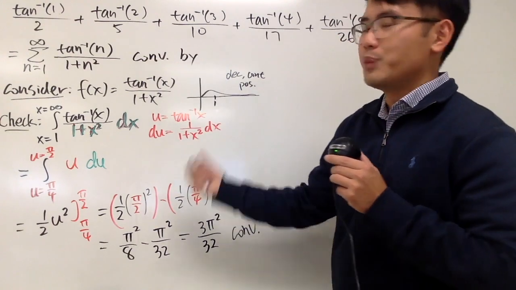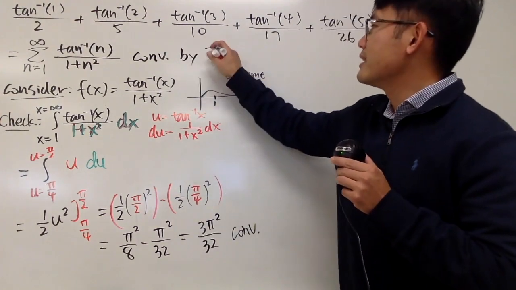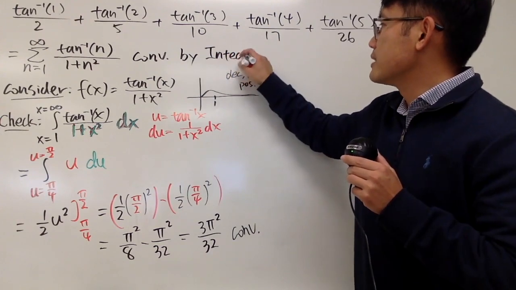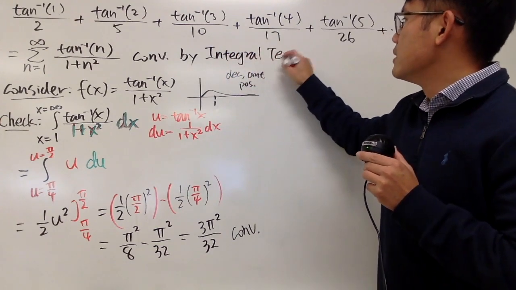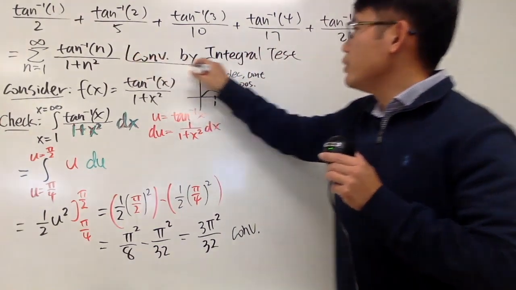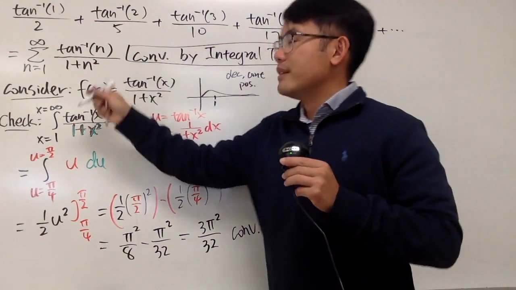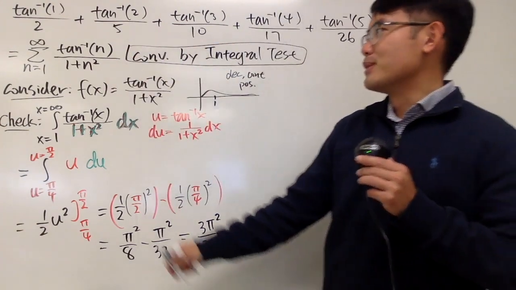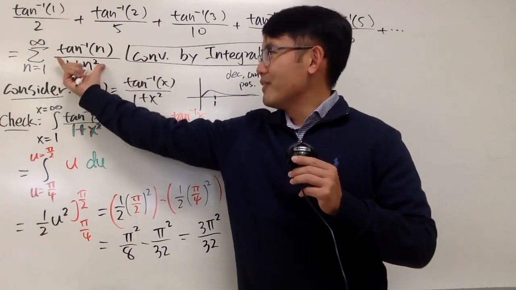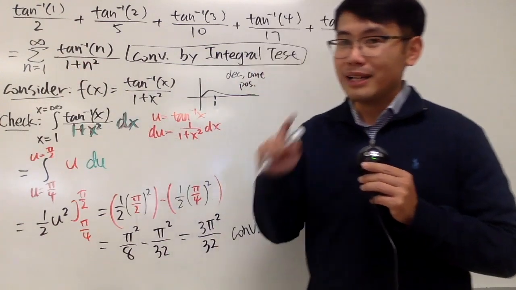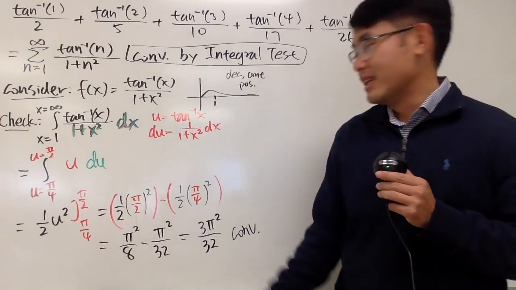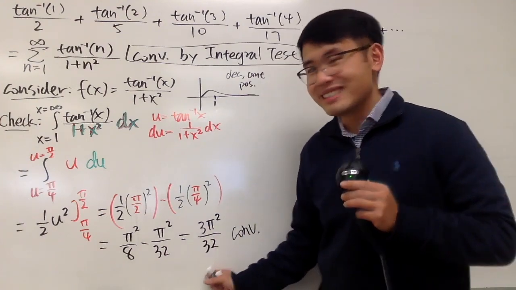Why? Of course, we did the integral, and that's the integral test. So just write this down right here for you guys. By the integral test. And this is all you need to show. This is all you need to show. I have absolutely no idea how big this sum is going to be, but I just know that it will have to be finite thanks to the integral test.